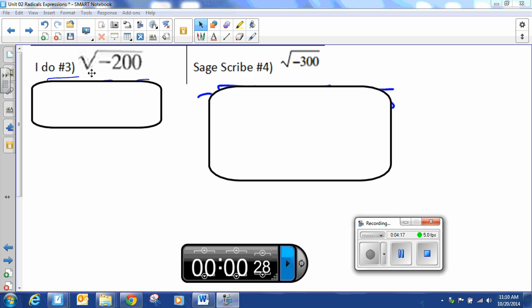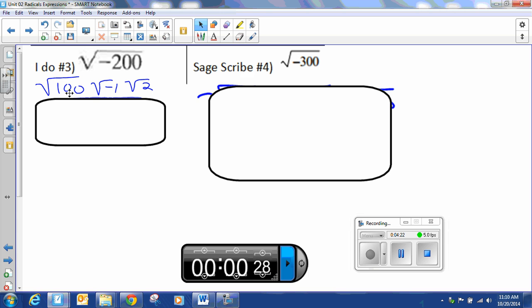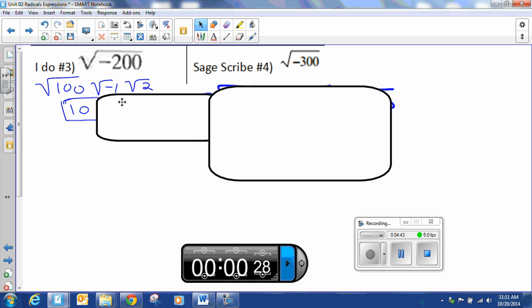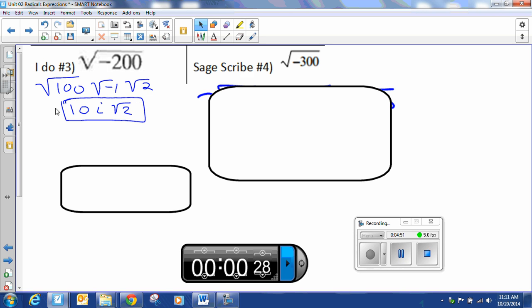Number 3, radical -200. Now 200 can be broken down to radical 100. The negative part can be pulled out to radical negative 1, which is i, and the 2 is left over, so we have radical 2 over here. And the reason why I put it in this order is because when you simplify each piece, the result is the order that you want it to be in. We have the coefficient of 10, we have the imaginary number i, and we have the leftover radical 2. So this square root of -200 evaluates to 10i radical 2.